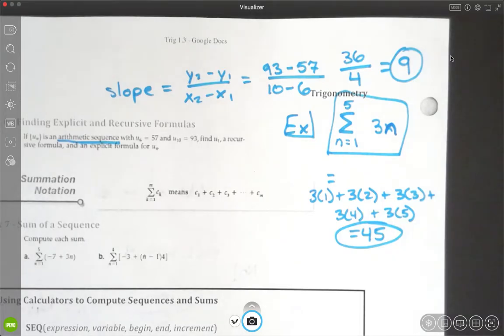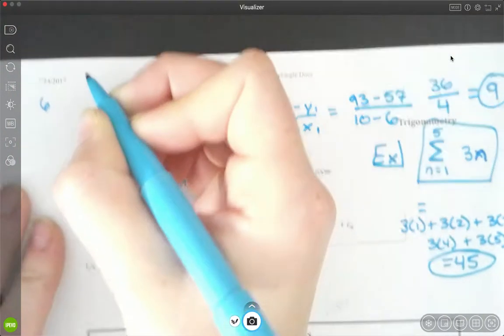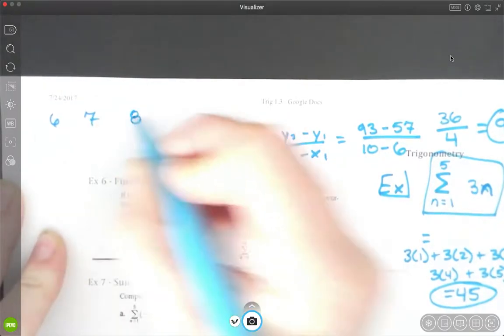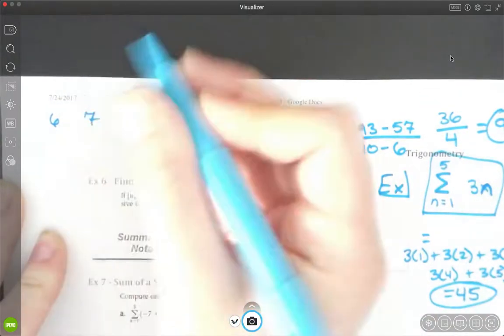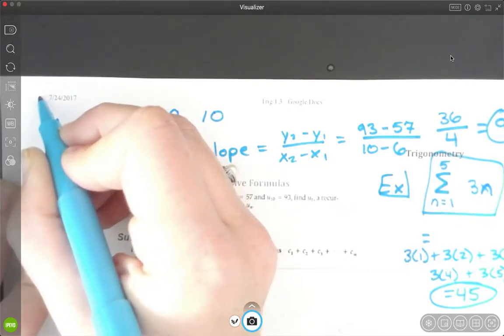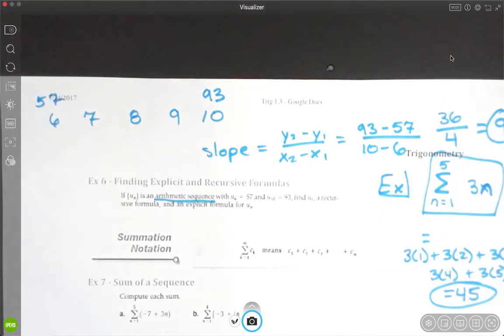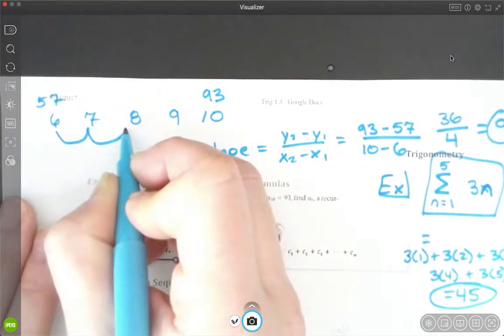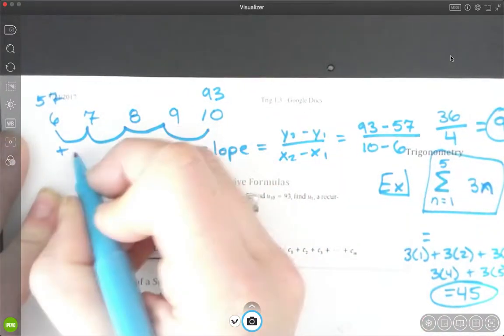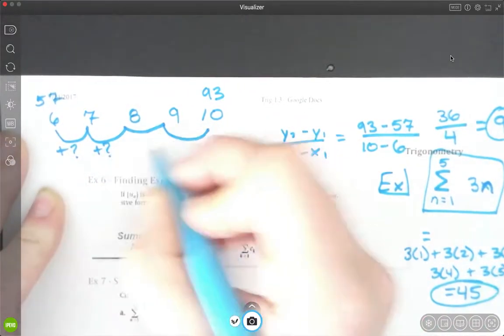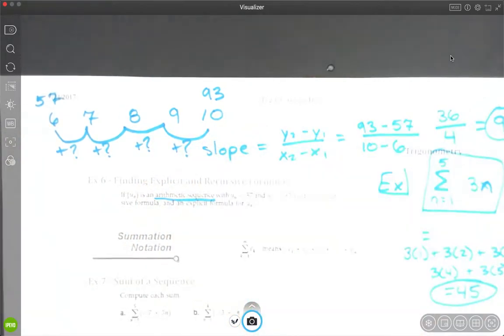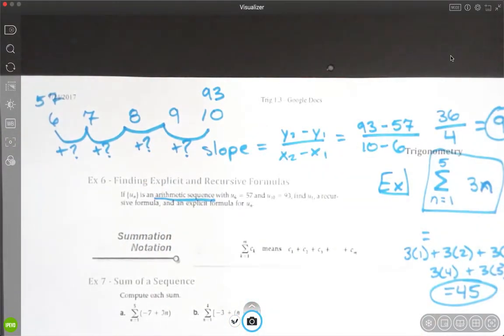No, just wait a second, okay? So, we have the 6th term, and then the 7th term, and then the 8th term, and then the 9th term, and then the 10th term, okay? So, the 6th term is 57, and the 10th term is 93. Yes, there are only 3 numbers in between there, but how many times do you need to add 9? Plus something, plus something, plus something. You are adding it 4 times to get those 3 numbers. Does that make sense? So you are still going to divide by 4 because there are 4 basically units in between them, yeah? Okay, that's why you're dividing by 4.